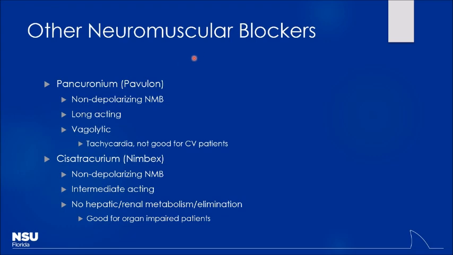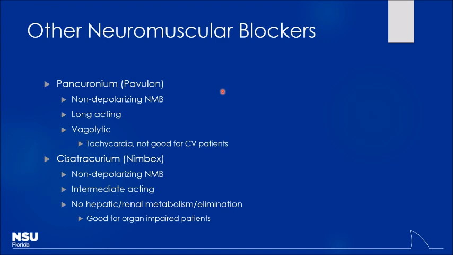Some other neuromuscular blockers you may run into. These are going to be used much more frequently in, say, the ICU, for more long-term paralysis of patients who are on the ventilator. Now, do you ever see a paralyzed patient who's not on the ventilator? It's usually something that's gone way wrong in those cases.